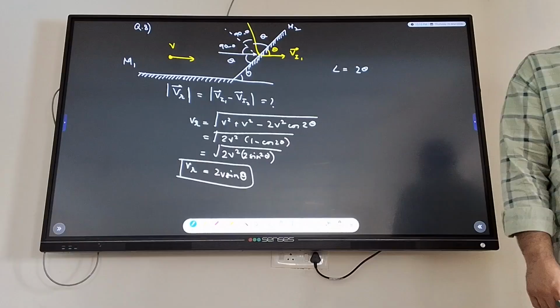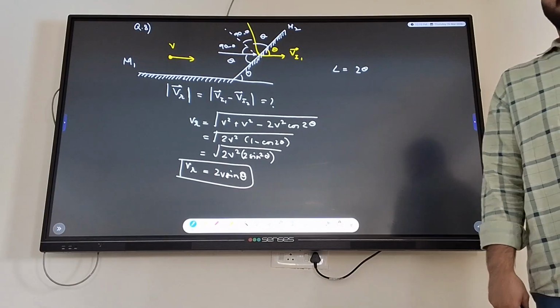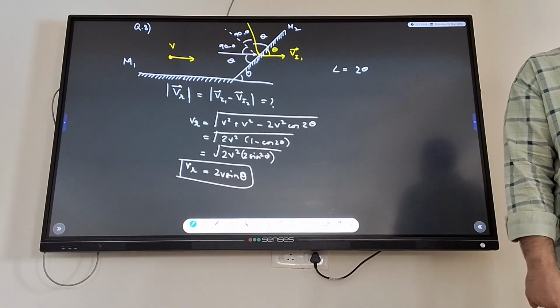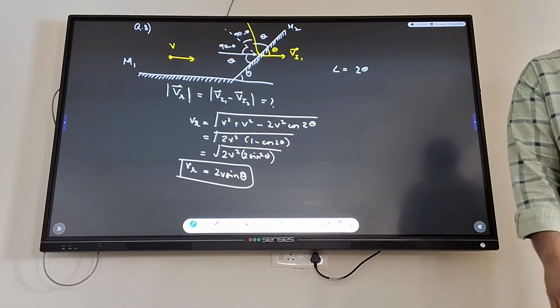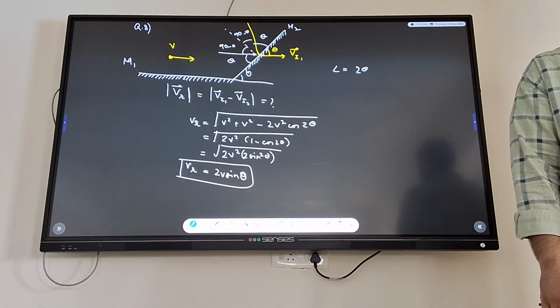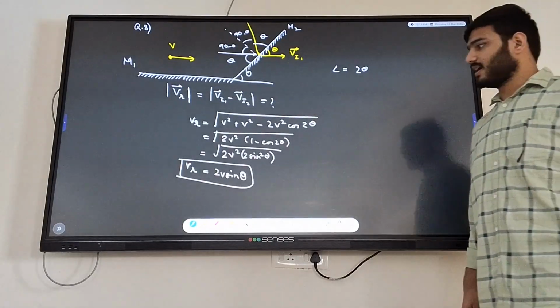Did you understand? Never forget about vectors. Your whole 11th and 12th standard physics is based on vectors. Everywhere you will find vectors. Okay? So this was question number 8.